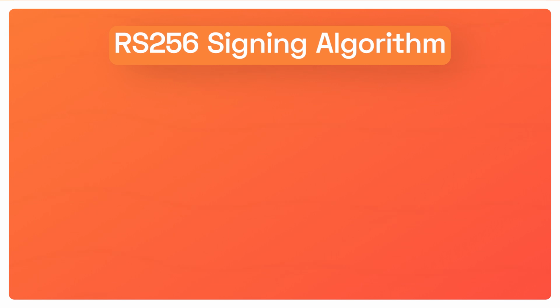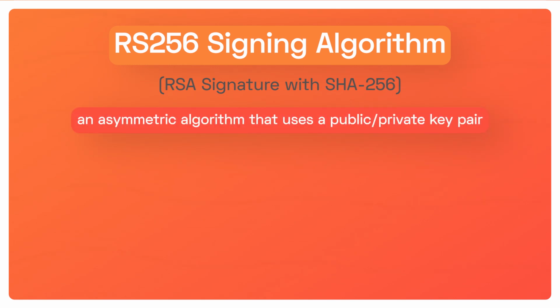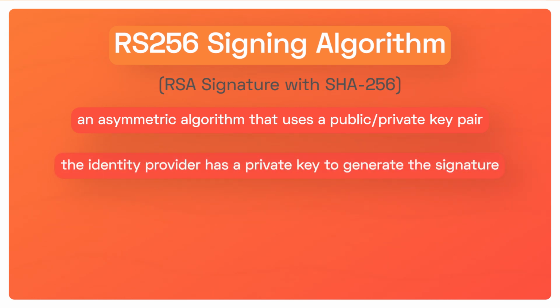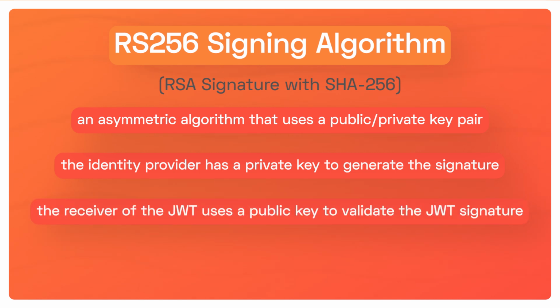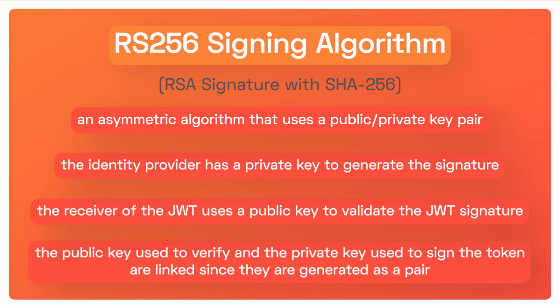Next, let's cover the RS256 algorithm. RS256 or RSA signature with SHA256 is an asymmetric algorithm that uses a public and private key pair. The identity provider has a private key to generate the signature. Then the receiver of the JWT uses a public key to validate the JWT signature. The public key used to verify and the private key used to sign the token are linked since they are generated as a pair.